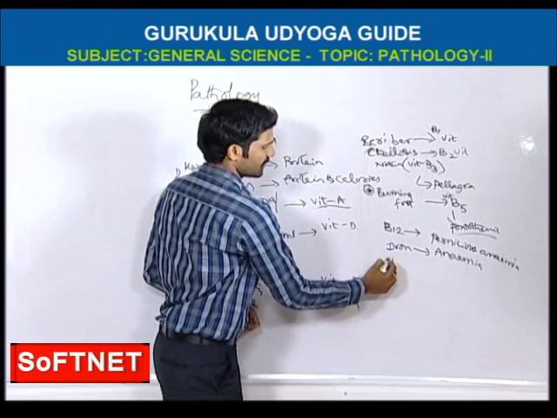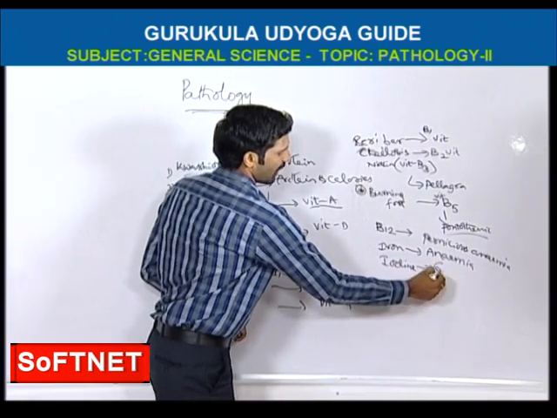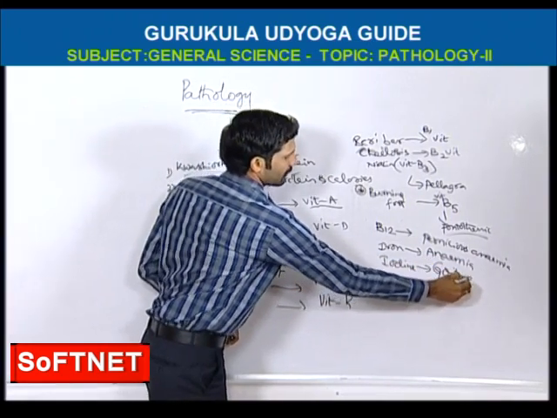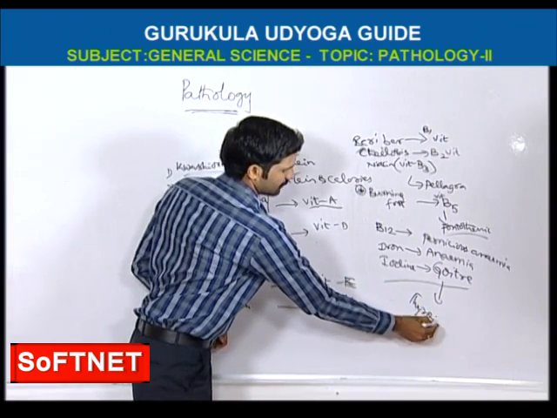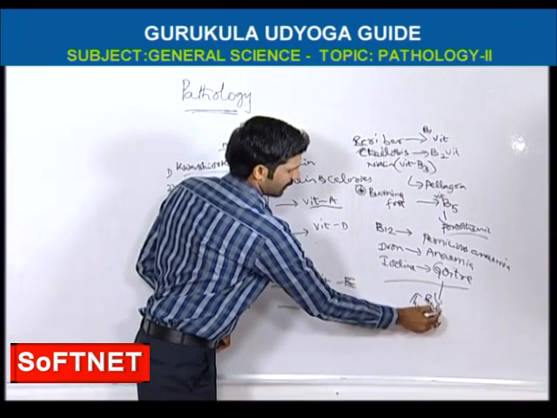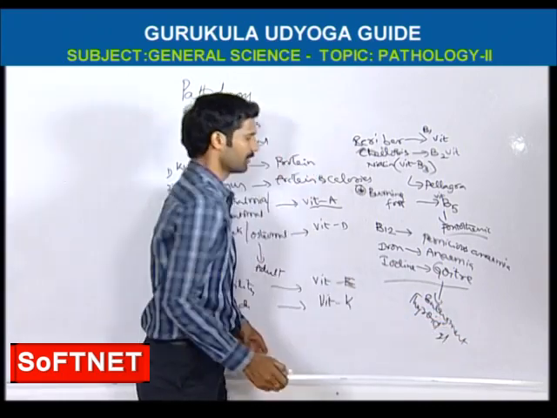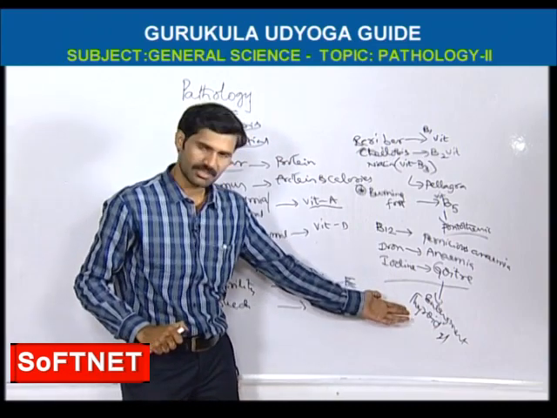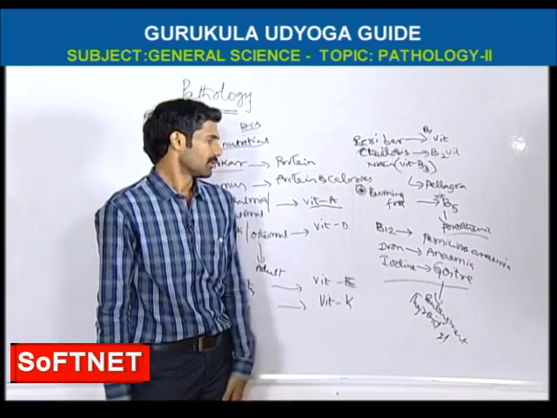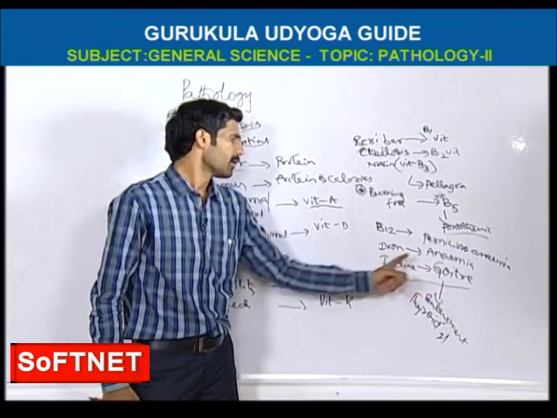Next, deficiency of iron leads to anemia, and iodine deficiency leads to goiter. Enlargement of thyroid gland is known as goiter. The thyroid gland is the largest endocrine gland, and its enlargement, called goiter, is due to the deficiency of iodine.